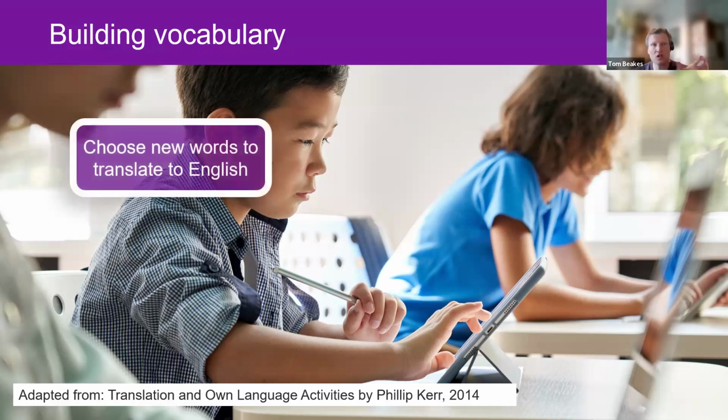So choosing new words to translate into English. You can ask learners to find a text in their own language on a topic. Now, this could be done by the learner themselves, or you could provide the text depending on your situation. So maybe they go away and find a newspaper article in their own language about the topic that you're studying. And then from that text, they can choose 4 to 7 words or phrases that they don't know how to say in English.